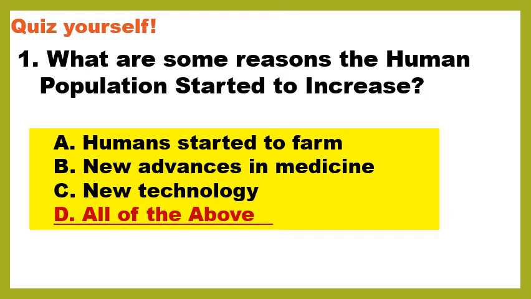So for a long time, the human population was stable. That means births equals deaths. But about 10,000 years ago, it started to increase, and it's because of all the reasons that I listed. Humans started to farm, so they had better access to food. We started new advances in medicine and new technology, so we were able to live longer and get our needs met faster.